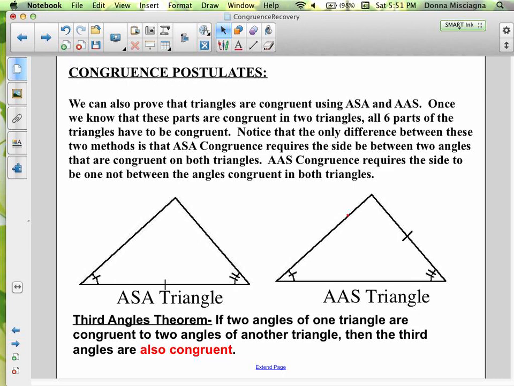All right, so on the left-hand side, we have the angle side angle triangle. Notice the congruent side is between those two congruent angles, and then in the angle side triangle, the side is one of the other sides, not the one between. All right, so angle side is based on the third angle theorem. If two angles of one triangle are congruent to two angles of another triangle, then the third angles are also congruent.